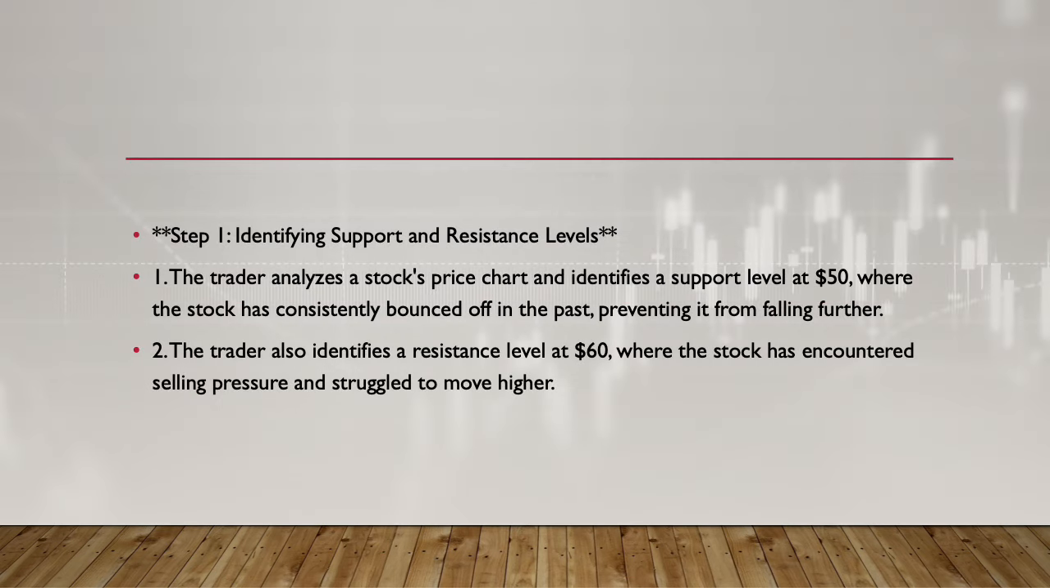Step 1. Identifying support and resistance levels. Number 1. The trader analyzes the stock chart and identifies a support level at 50, where the stock has continuously bounced off in the past, preventing it from falling further. Number 2. The trader identifies a resistance level at 60, where the stock has encountered selling pressure and struggled to move higher.